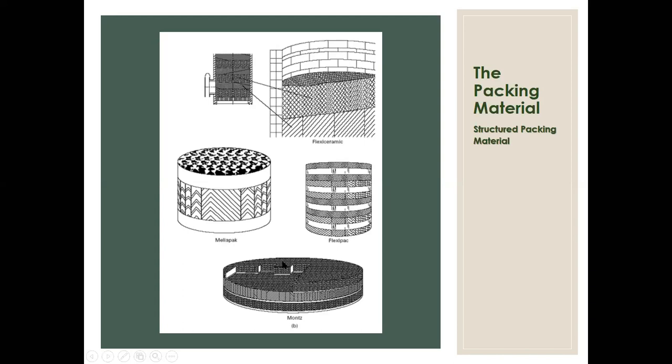So when we design our column later, you will learn that the type of packing material used really has a vital role in the contacting of our liquid and gas phases, and as such, in terms of the design of how big our column is, and that has something to do with the diameter, we really consider the type of packing material to be used.